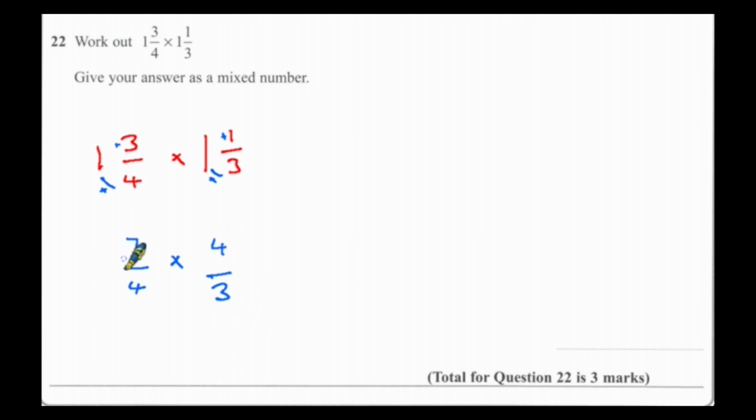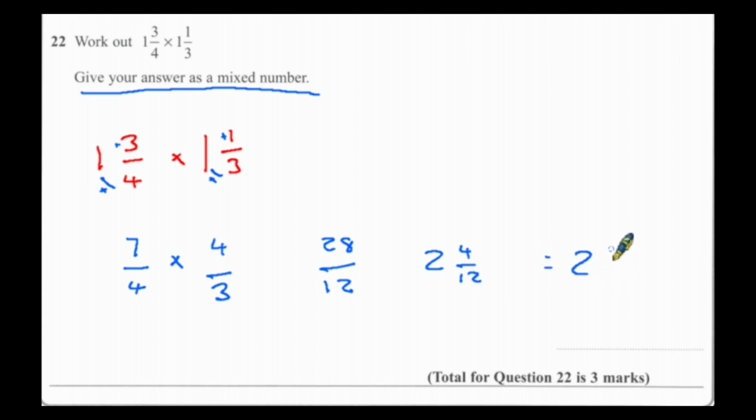All we need to do now is multiply across the top. 7 times 4 is 28, and 4 times 3 is 12. So our answer is 28 over 12. We are asked to give our answer as a mixed number. So how many 12s are there in 28? The answer is 2. 2 12s are 24, so we are left with 4 12ths, and if we are going to be absolutely perfect with our answer, we can simplify that again to 2 and 1/3.